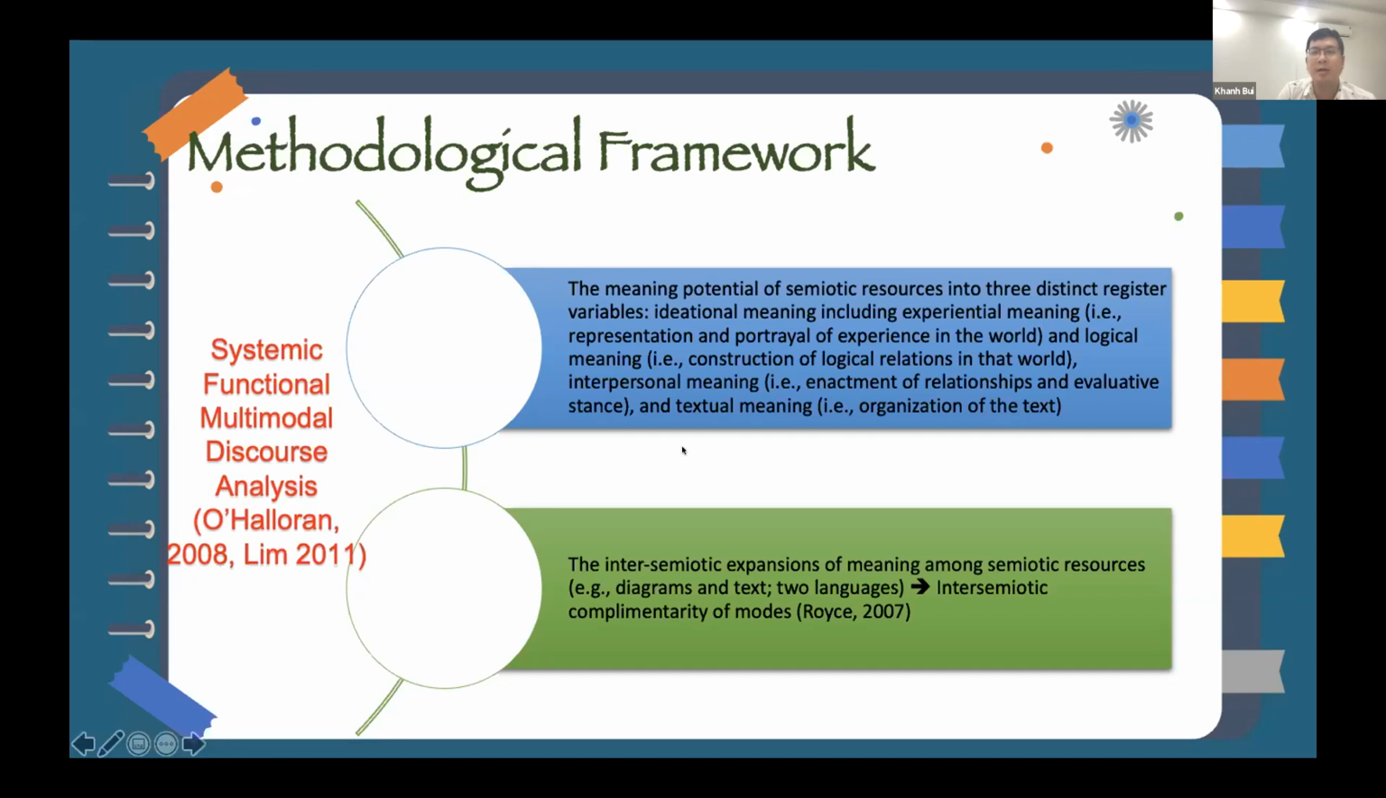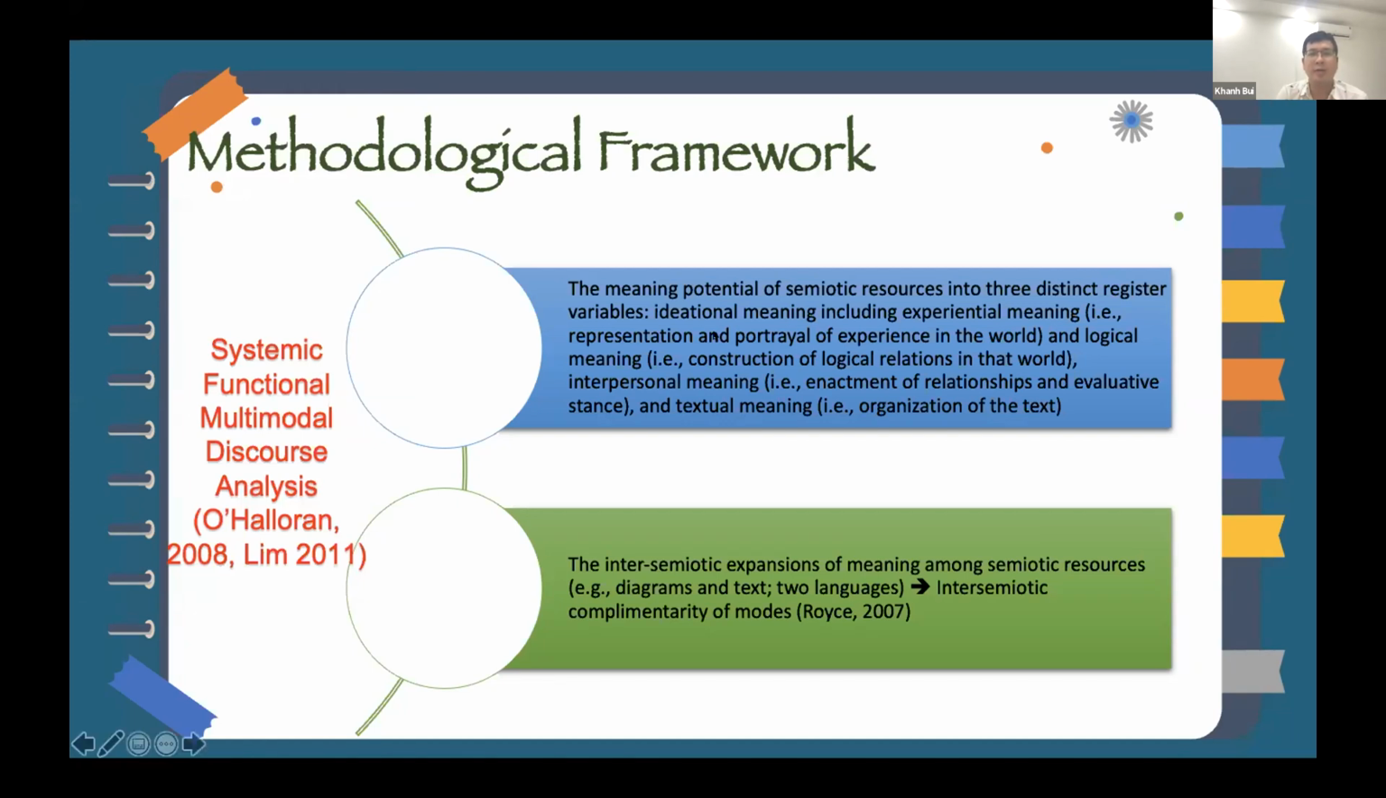So you can see that modes also have three distinct register variables. The first one is ideational meaning, which includes experiential meaning. Let me take one example. When I show these fingers in the math classroom, this means number one, this one is number two, this one is number three. That's what we call the representational meaning, or ideational meaning. It carries the meaning.